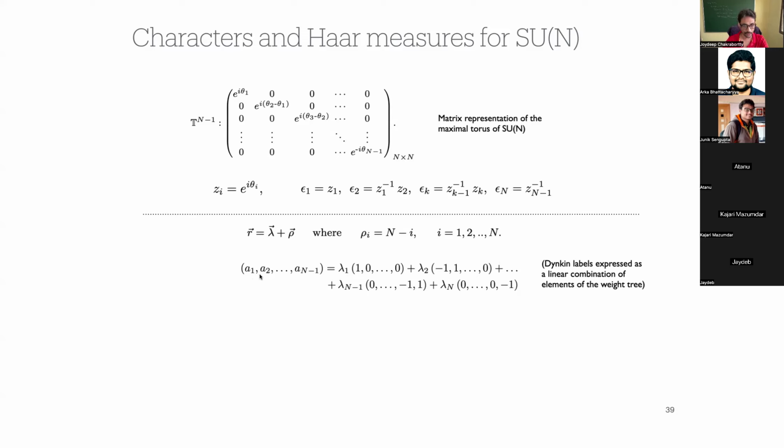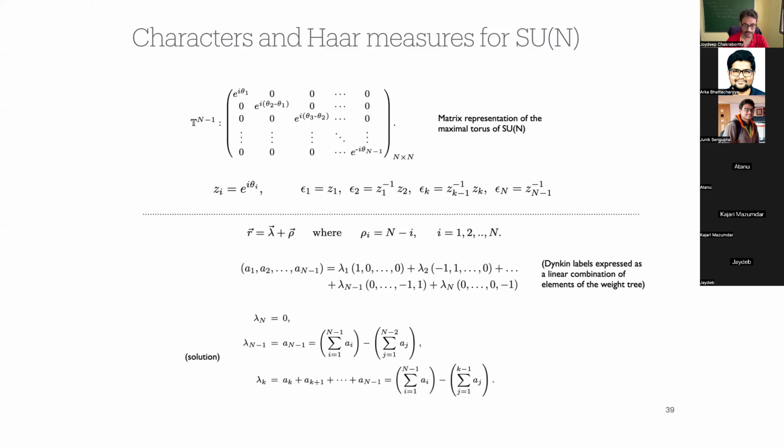You have the information of the A1, A2, A3, all those things. You know these weight trees for a given group, but you do not know lambda 1, lambda 2. What you can do, you can invert this relation. And if you invert the relation, then you write down all the lambdas in terms of A's. So now effectively, you rewrite these unknown quantities in terms of the known quantities. So in this way, you can calculate the lambdas.